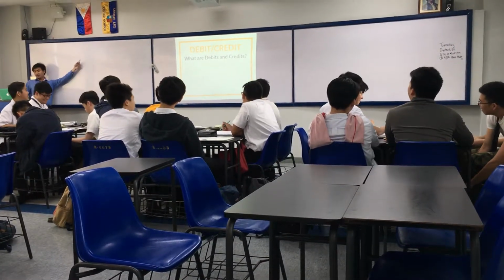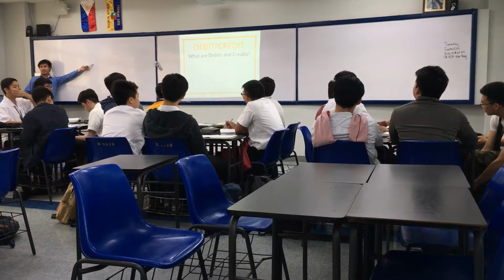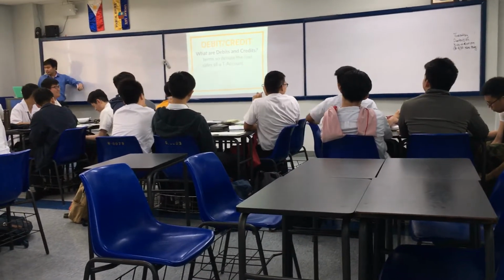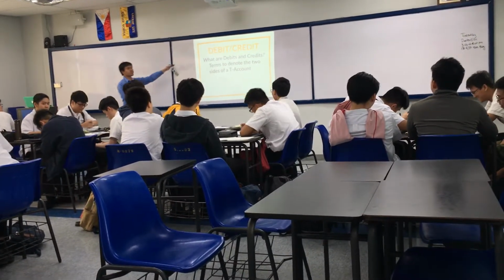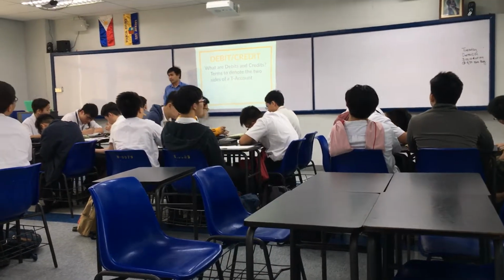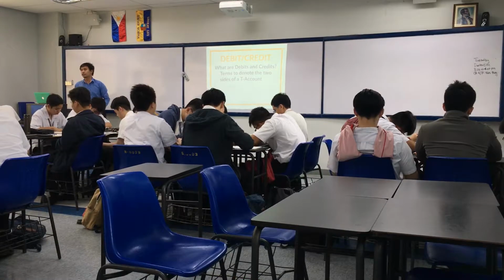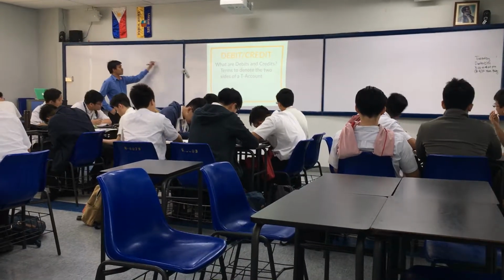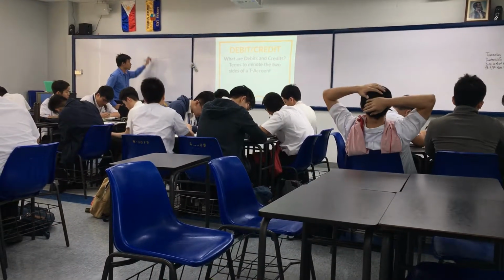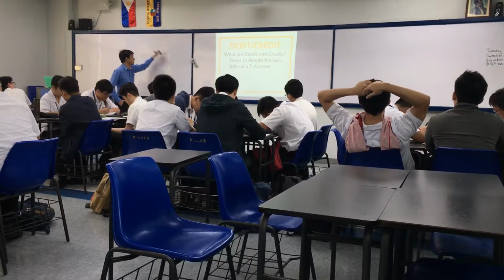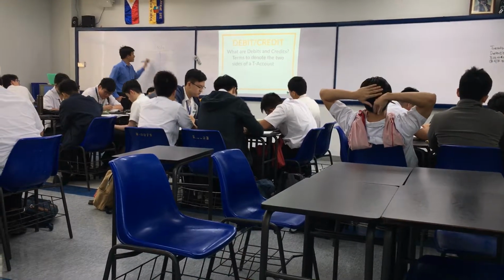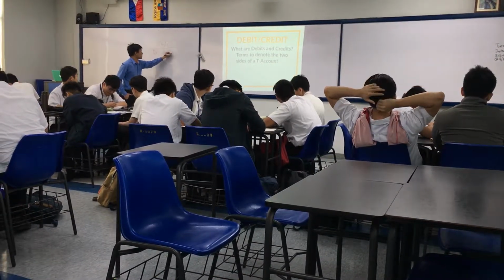Okay. So what's debit and credit, and why do we use it here? We use it here because it denotes the two sides of any account. After recording the journal entries, you transfer it to the T account. So you post it in the T account. It looks like this. Let's say for example, this is cash. This is divided into two, which is debit and credit.